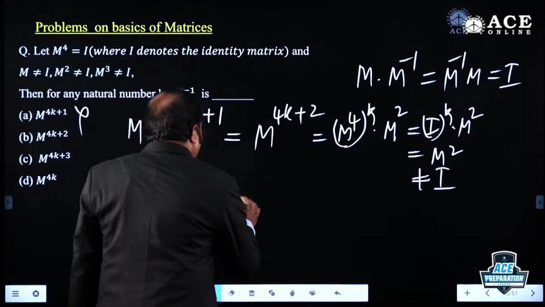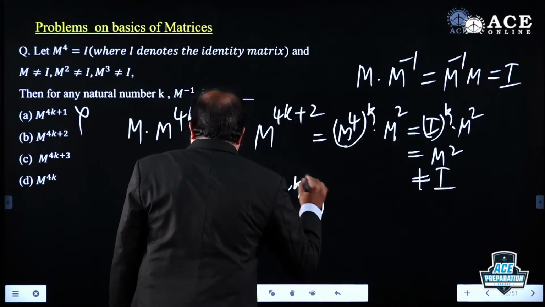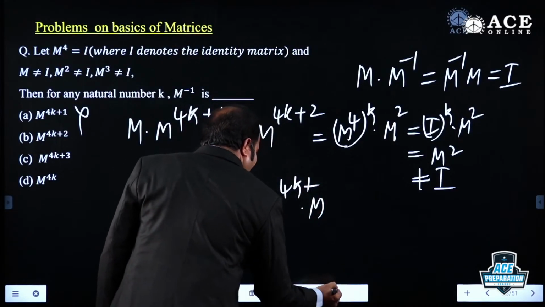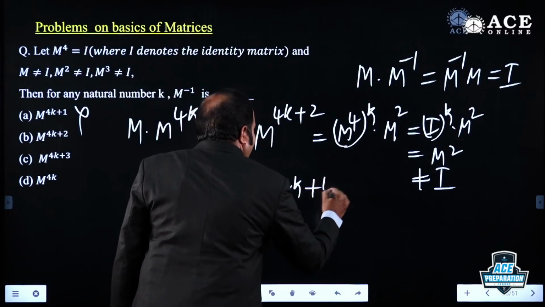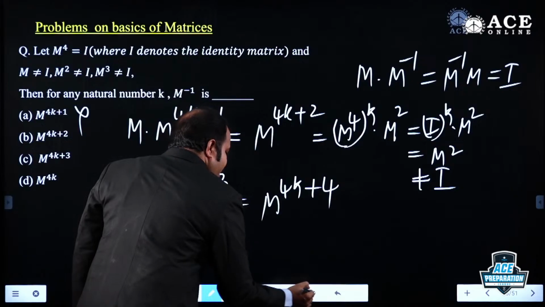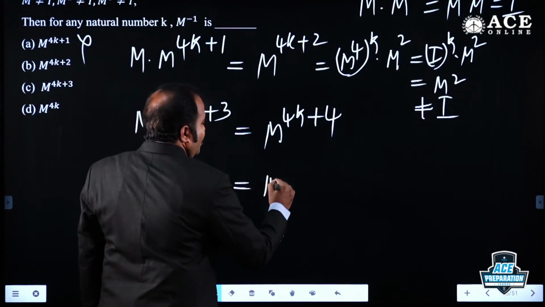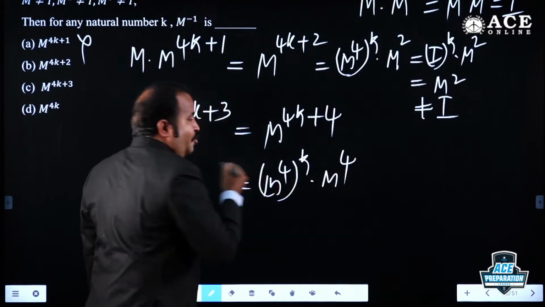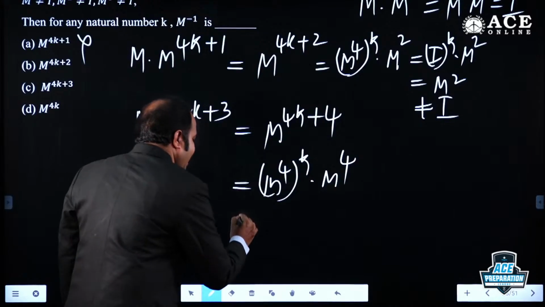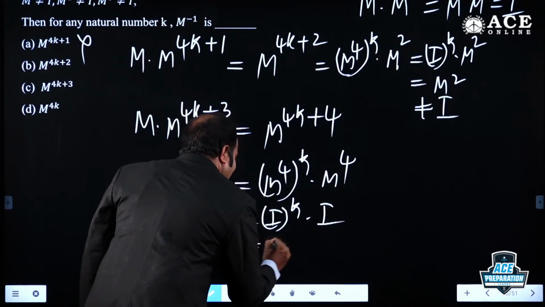M into m power 4k plus 3 means what? M into m power 4k plus 4 only, in fact. Right, 4k plus 4. So this is going to be m power 4k, 4 whole raised to k into m power 4 only. So m power 4 is already I, given that I. So I raised to k means I only into I. So this is I only.